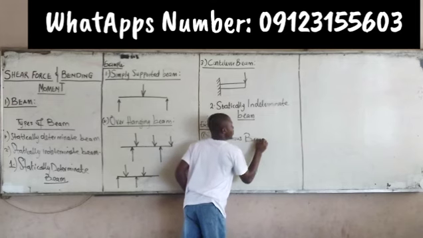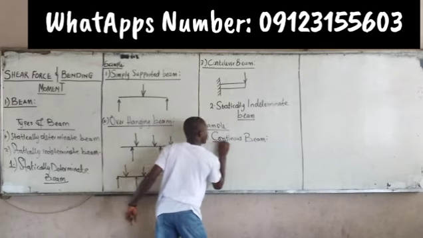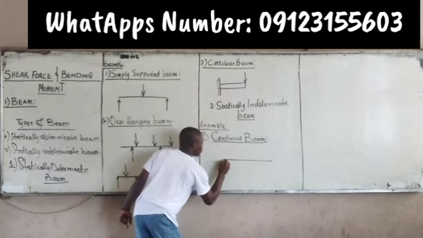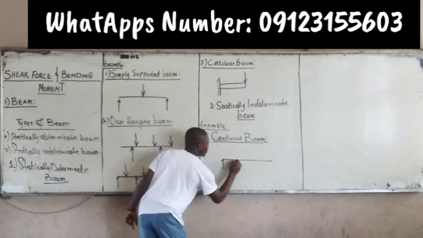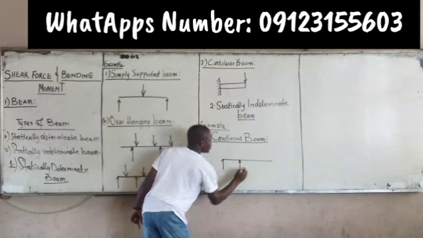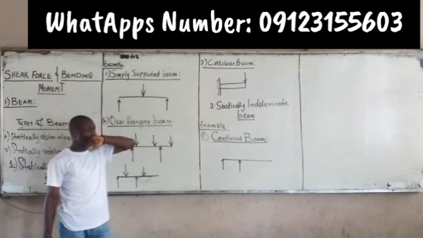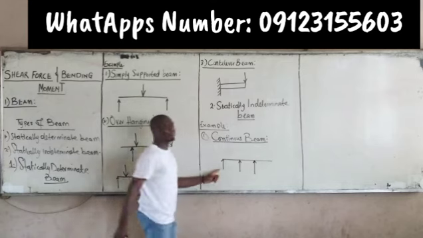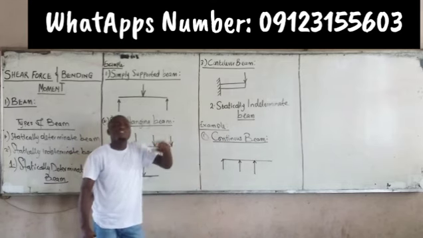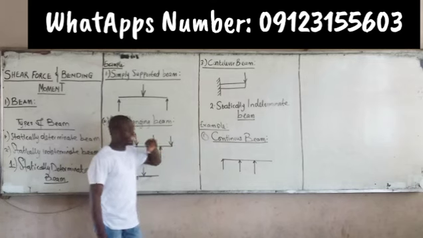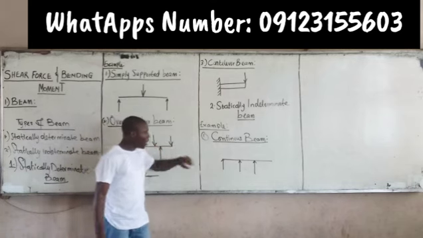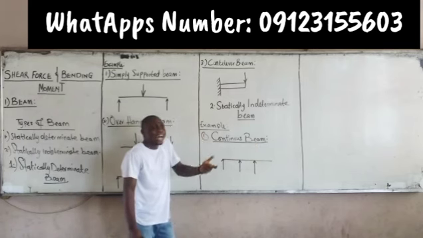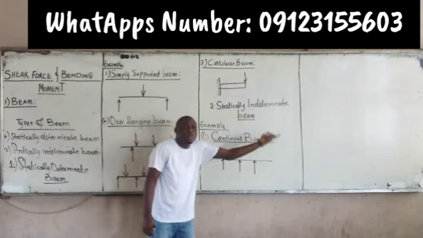Continuous beam. Number one, continuous beam. A continuous beam is simply a beam that has more than two support systems.